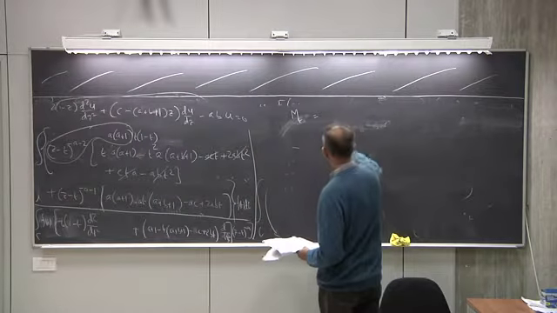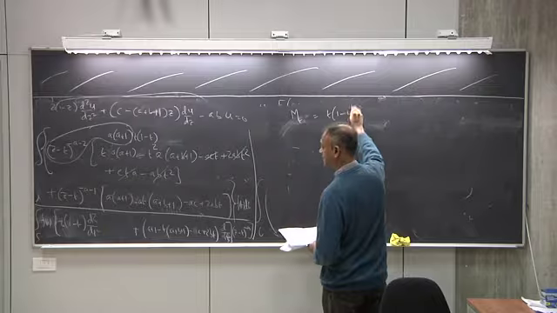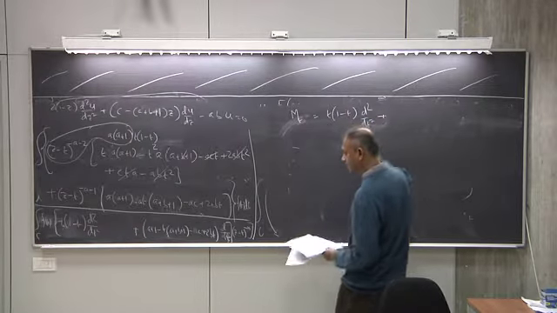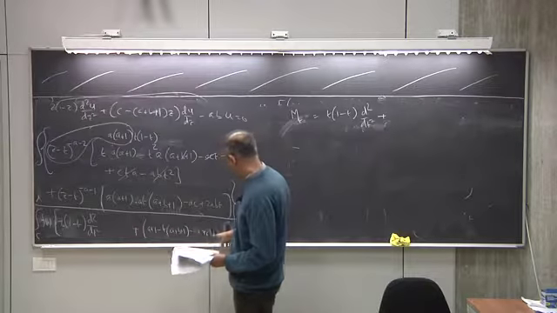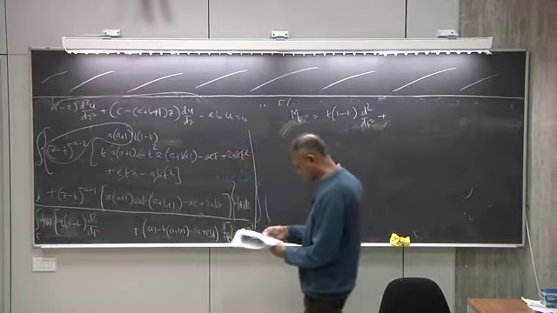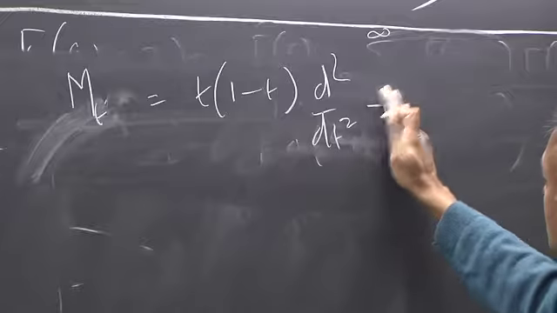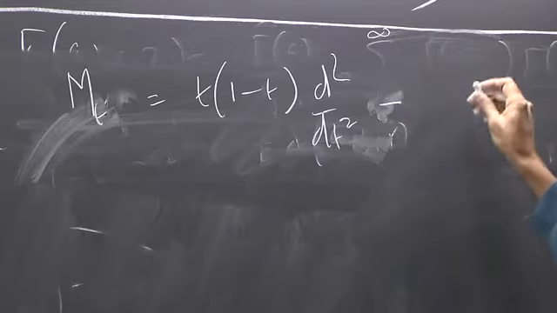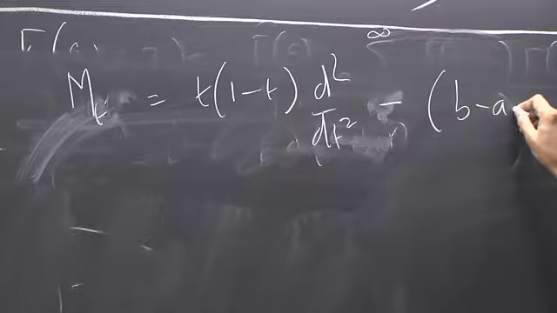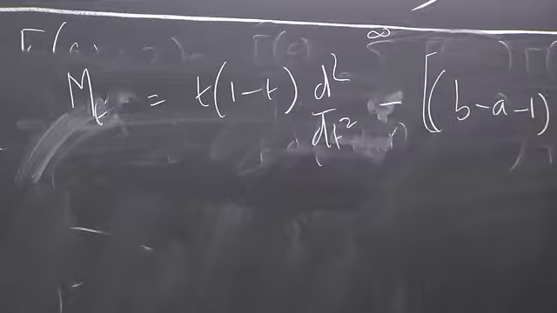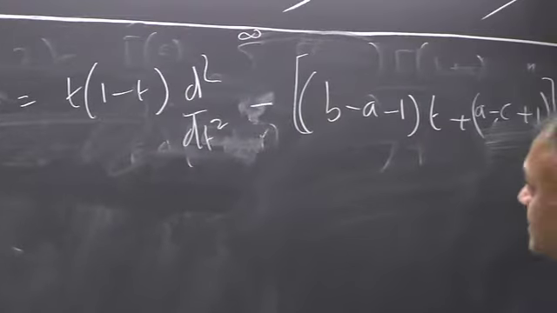MT is t times 1 minus t d2 by dt2, and then let's collect the terms linear in t and constant terms separately. So the claim is, let's check if it's true or not. The claim is this is minus b minus a minus 1 t plus a minus c plus 1, d by dt. Let's see, is it correct?